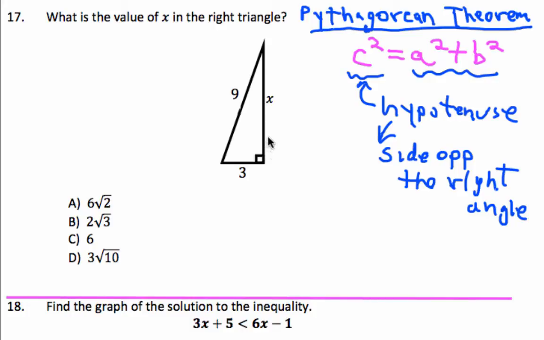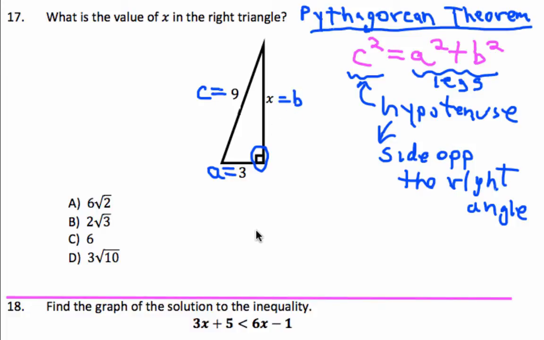Over here is our right angle. A right angle is always present in a right triangle. And the hypotenuse is the side opposite the right angle. So the hypotenuse, the c, will be this side, whose length is 9. The a and b refer to legs. The other two sides of a right triangle are called legs. And either one can be a or b. So in this case, I'll just call this side a, and I'll call this side b.